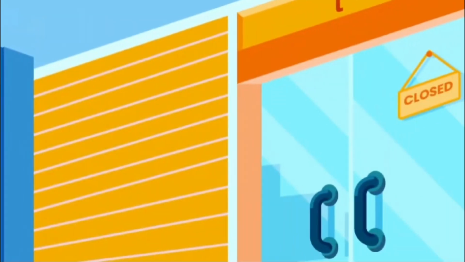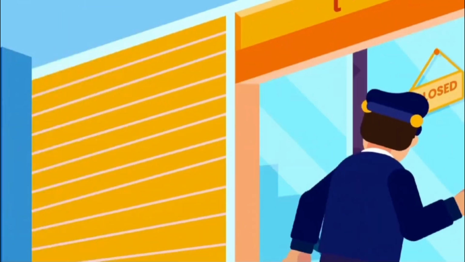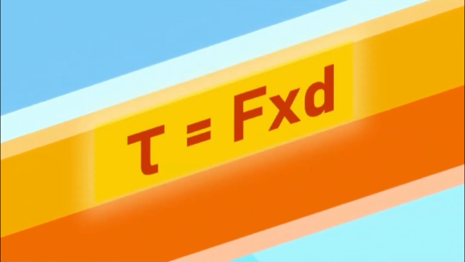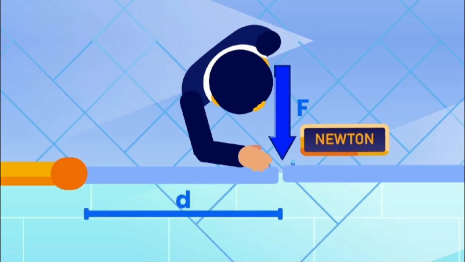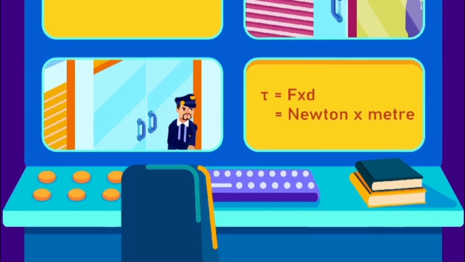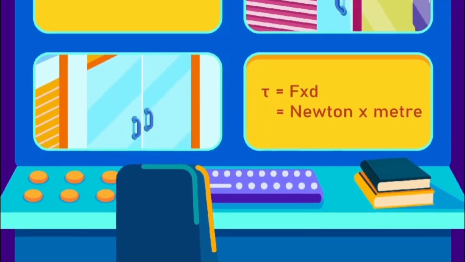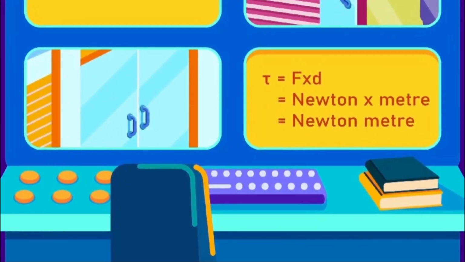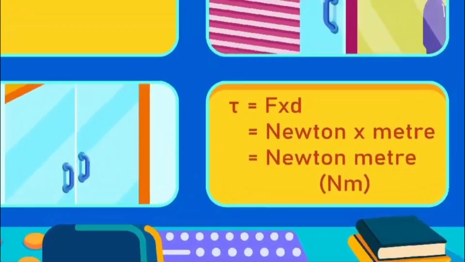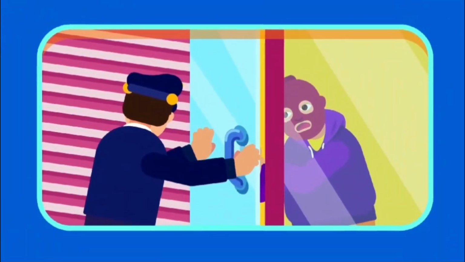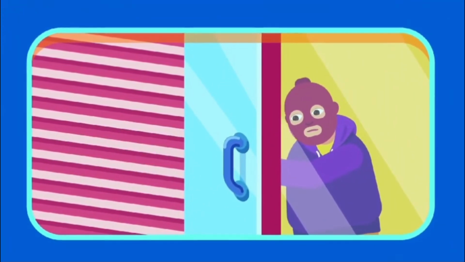In symbols, torque, also known as moment of force, equals F times d, where F equals force measured in Newton, and d equals perpendicular distance from hinge, measured in meter. This makes the SI unit of torque to be Newton meter, as both units are multiplied, also written as Nm. Torque is a vector quantity that depends on both magnitude and direction.